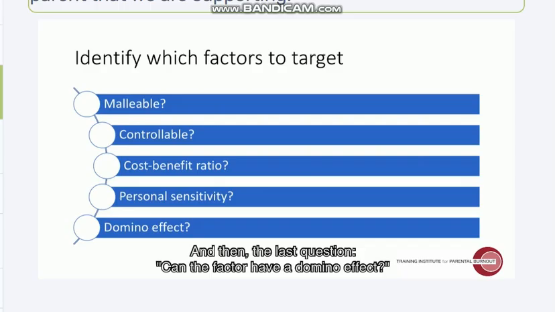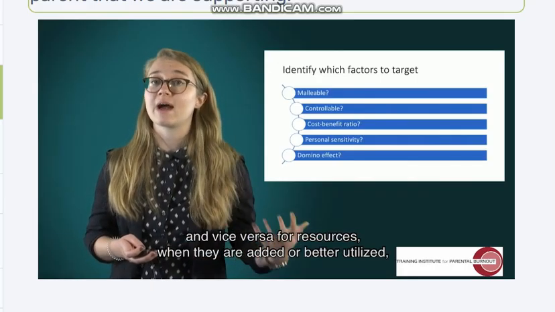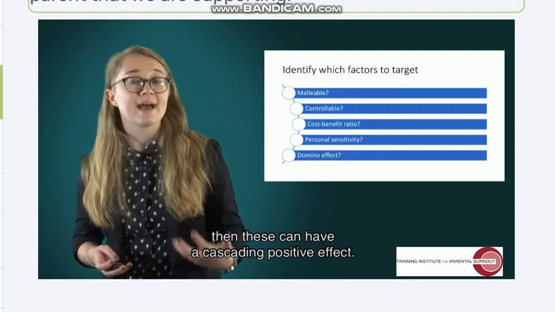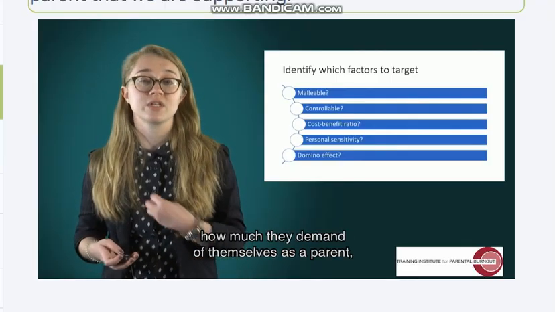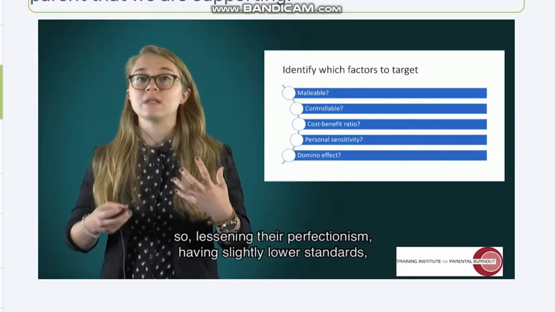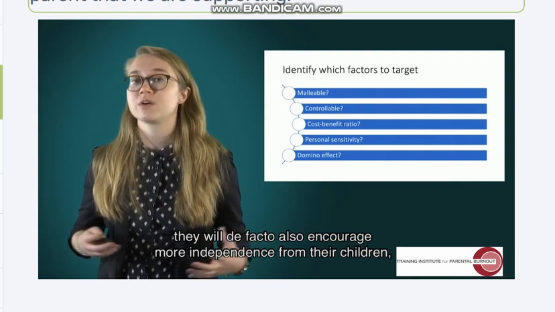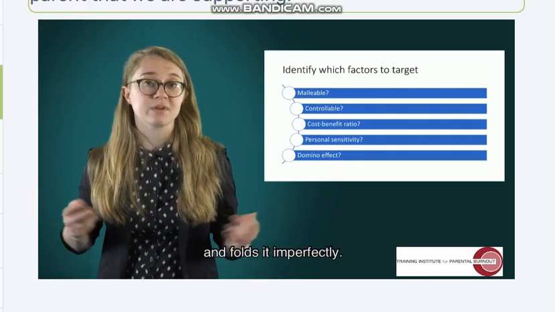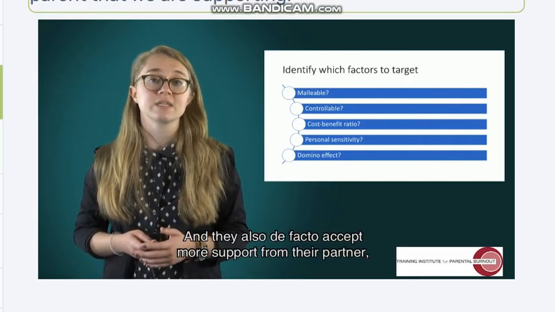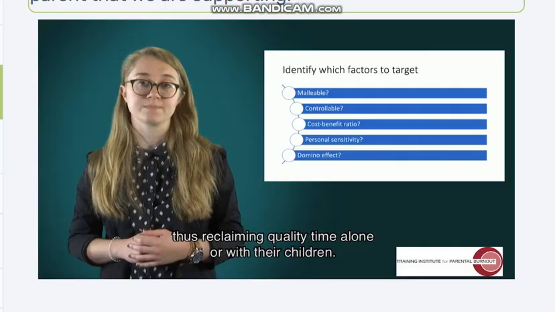And then the last question, can the factor have a domino effect? For some stressors, when they disappear or diminish, and vice versa for resources, when they are added or better utilized, then these can have a cascading positive effect. For example, if the parent succeeds in lessening how much they demand of themselves as a parent, so lessening their perfectionism, having slightly lower standards, they will de facto also encourage more independence from their children, such as by accepting that their child does their own laundry and folds it imperfectly. And they also de facto accept more support from their partner, thus reclaiming quality time alone or with their children.